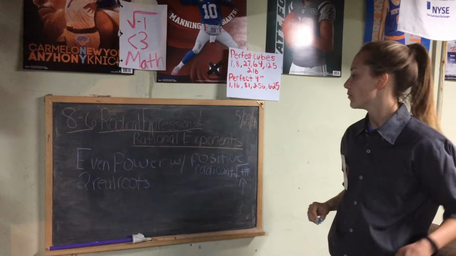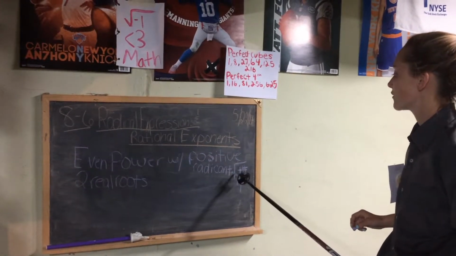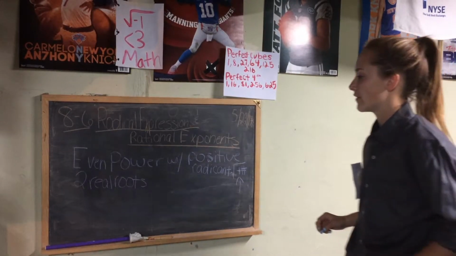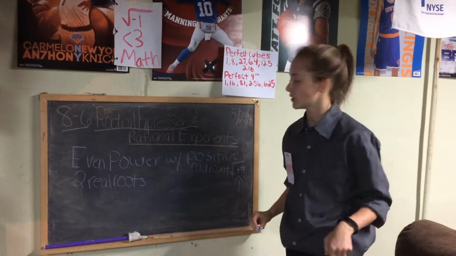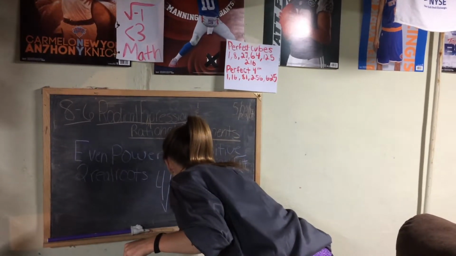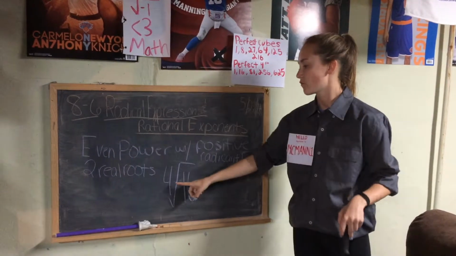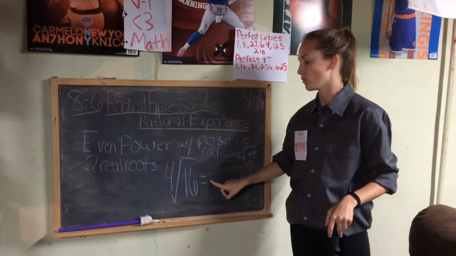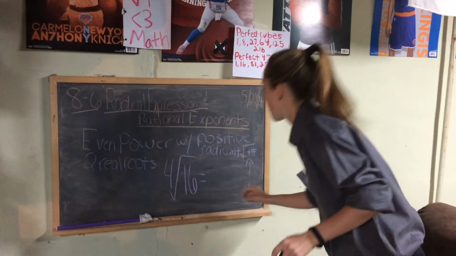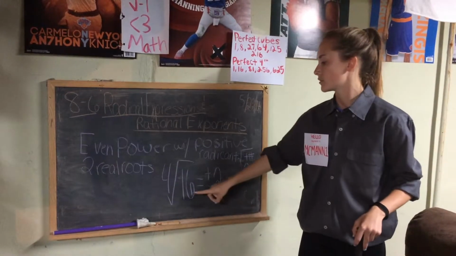So in the even powers, it has the positive radicand. So that's a positive number inside the radical as shown here. And this has 2 real roots. For our first example, it is the 4th root of 16. So this means whatever number multiplied 4 times is equal to the number, which is plus or negative 2, because it could be both because it's a positive radicand.